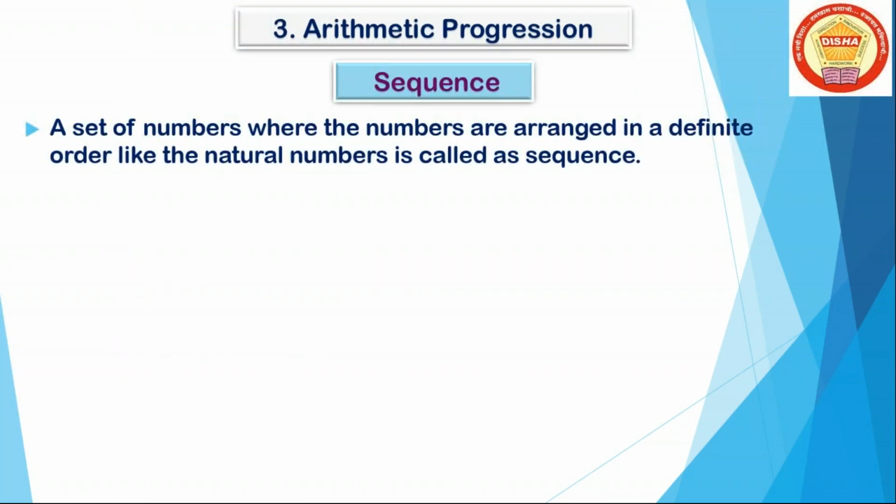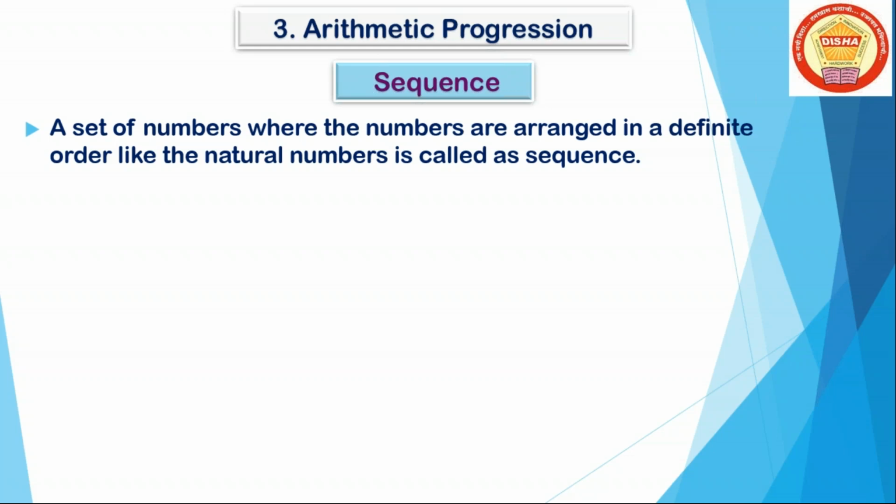What is a sequence? See, a set of numbers where the numbers are arranged in a definite order, like the natural numbers, is called a sequence. This sequence is a set of numbers. We see the concept of sets in 9th standard. In a set we arrange the numbers, but in a sequence we arrange the numbers by a definite order. In a set we arrange numbers as they are given, in ascending, descending, but that is not a sequence.